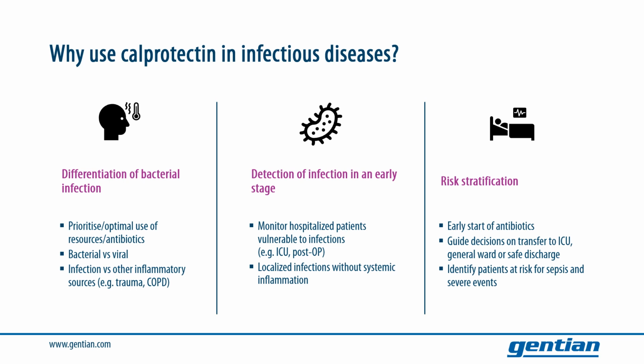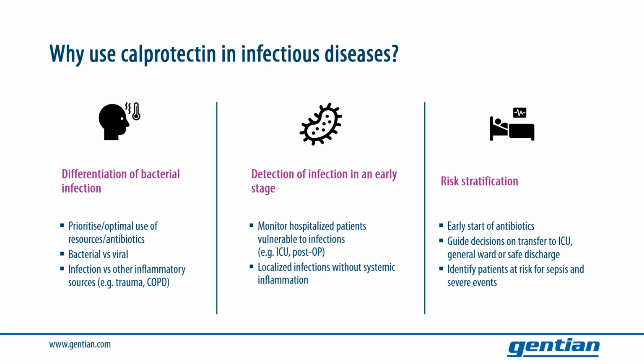The third advantage lies in risk stratification using calprotectin. It can play a vital role in identifying patients who require early initiation of antibiotics to improve outcome and also reduce antibiotics use overall. Accurate risk stratification enables healthcare providers to make informed decisions regarding the level of care and appropriate treatment interventions. By incorporating calprotectin in the clinical assessment and risk assessment tools, it can aid the decision whether a patient requires ICU-level care, can be managed in a general ward, or can be safely discharged with appropriate follow-up.